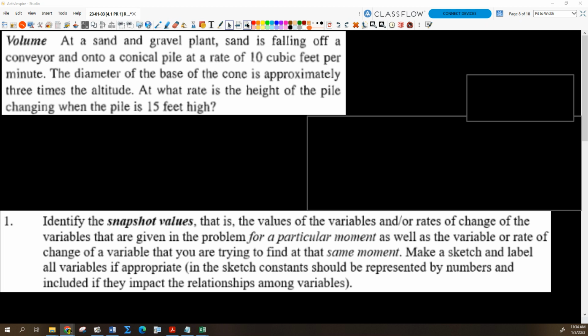So at a sand and gravel plant, sand is falling off a conveyor onto a conical pile at a rate of 10 cubic feet per minute. Okay, so it's giving us our units here. Distances are measured in feet. Time is measured in minutes. The diameter of the base of the cone is approximately 3 times the altitude. At what rate is the height of the pile changing when the pile is 15 feet high?